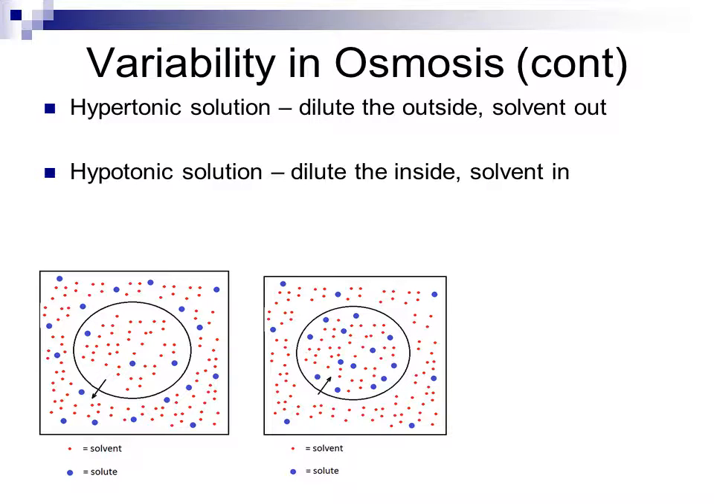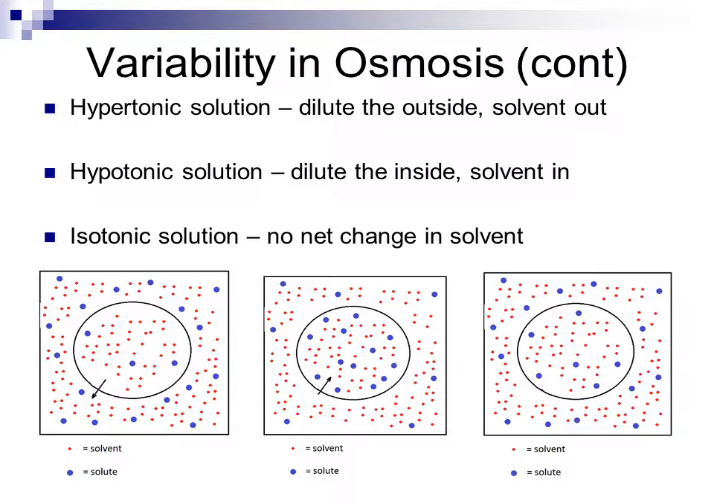The next example is a hypotonic solution, where there are many more particles inside than outside. This means that the outside is going to want to dilute the inside, causing solvent to move in. As solvent moves in, the osmotic pressure increases, and the membrane will expand. In the last example, there's an even number of particles inside and outside. In this instance, the concentrations are equal, and there is no net change in the solvent, so there is neither a greater movement in nor out of the membrane.